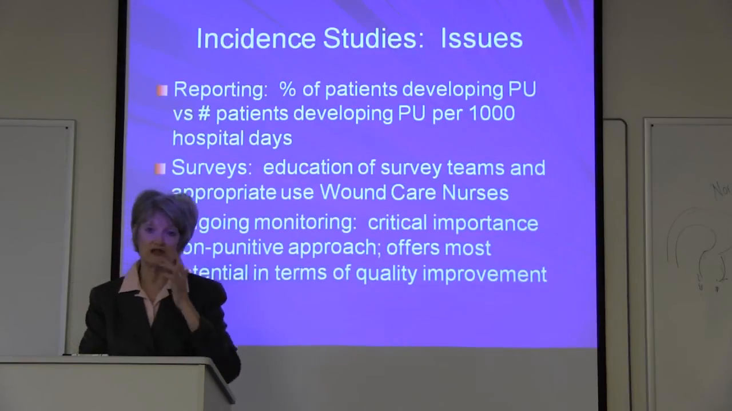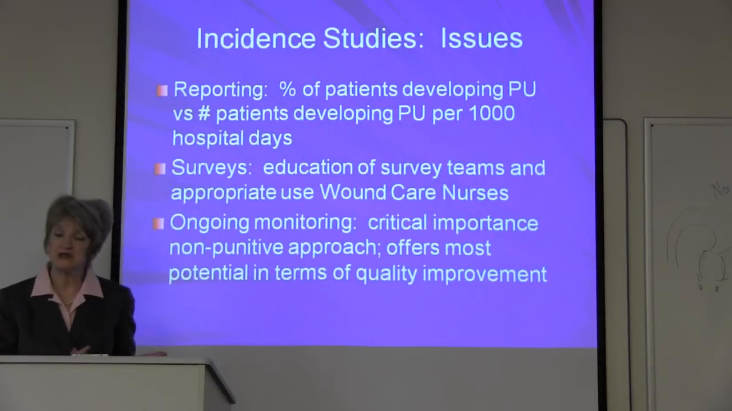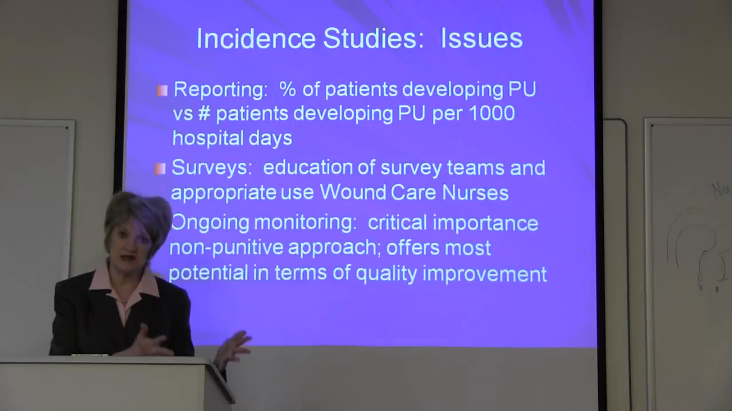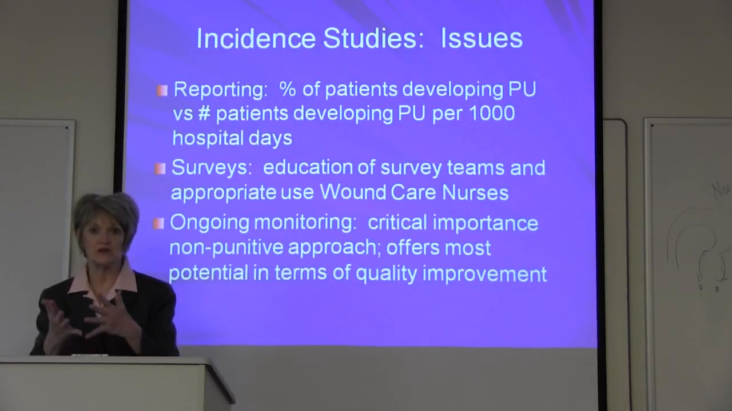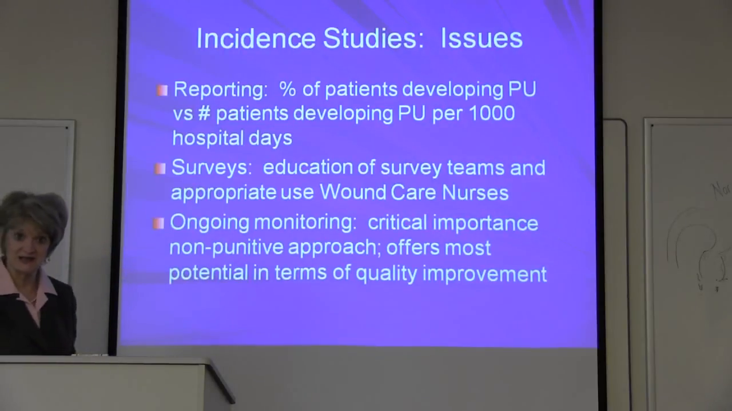So that is a trend. You may see your agency transitioning to that. I'm just mentioning it. It's not right or wrong. It's two approaches. Percent versus number of patients developing new ulcers per 1,000 hospital days. Aren't you glad you don't have to know this for the test, that we're just going over this?